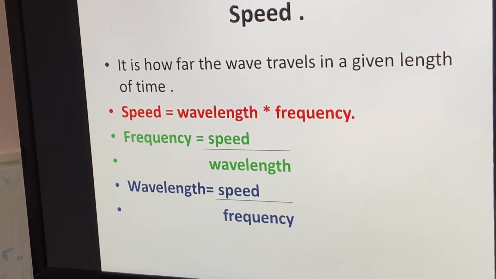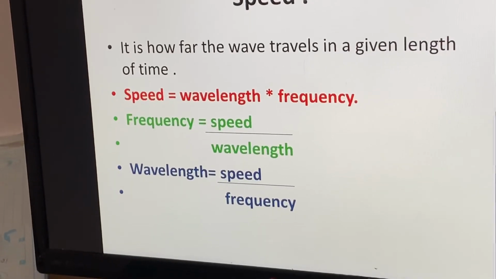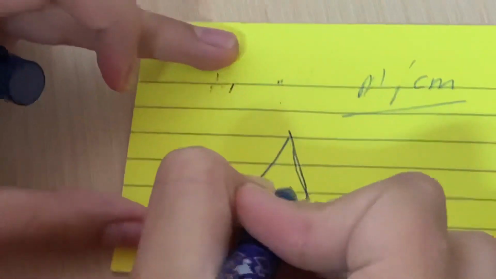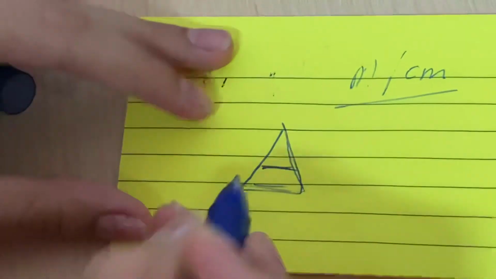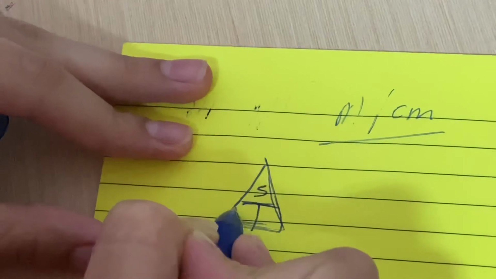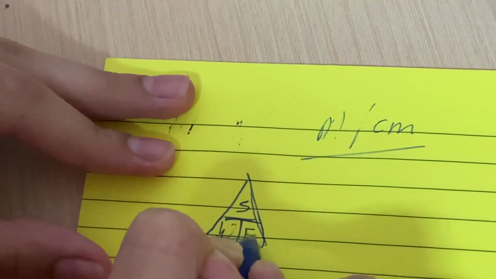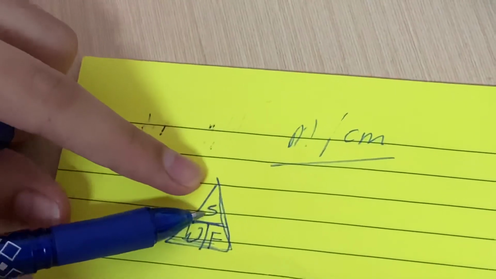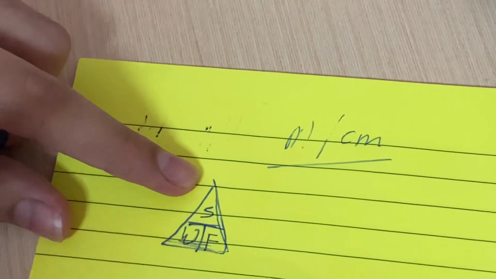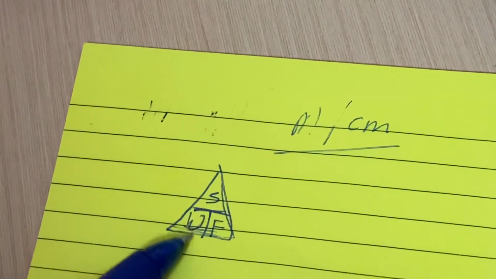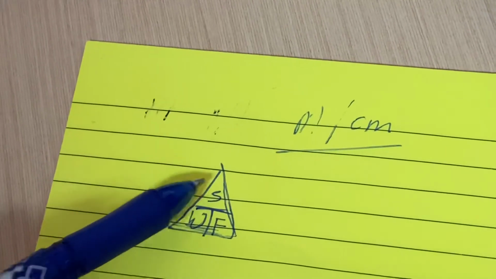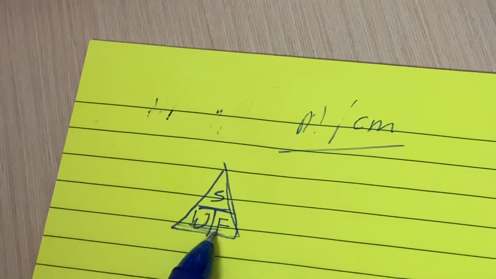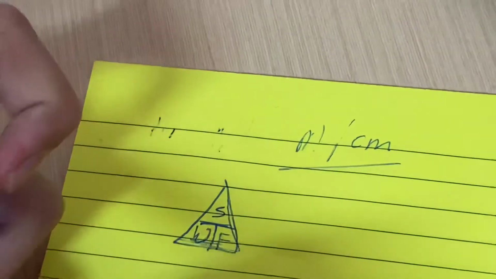Physicists follow, as you can see here, a triangle. You can put here the speed, the wavelength, and the frequency. If we want to know the speed, speed equals wavelength times frequency. If you want to find the wavelength, we can say speed divided by frequency. If you want to find the frequency, speed divided by wavelength.